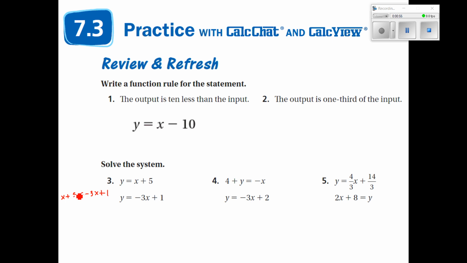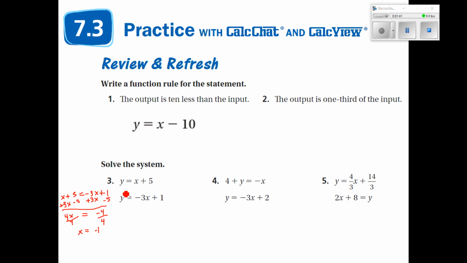We're going to solve for x's first. I want my x to be positive, so I'll add 3x over here, which means I'll add 3x over here. 3x plus x is 4x. And then I'm going to have to subtract 5 from this side, which means I will subtract 5 from this side. That's going to leave me negative 4. Now I realize that I've got 4x equals negative 4. Of course, I'm going to divide by 4 to get x by itself. And we know that negative 4 divided by 4 is negative 1. So x equals negative 1.